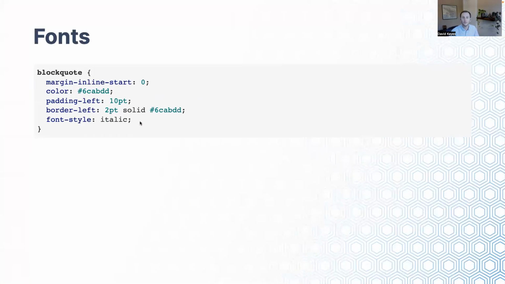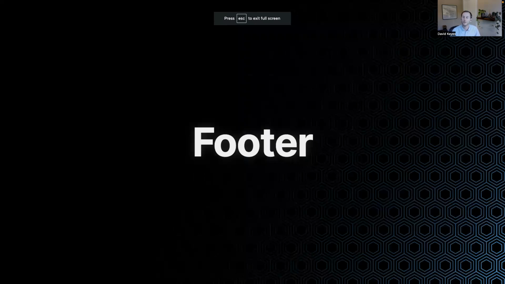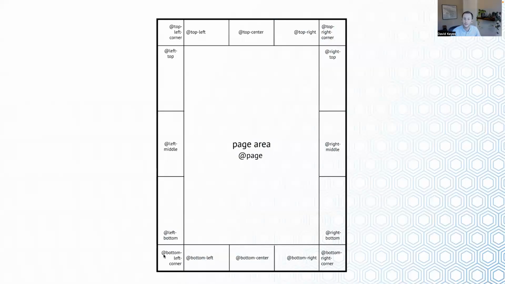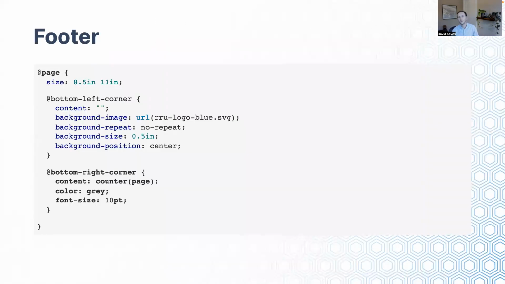All right, moving right along. Let's talk about the footer. You might want to add things like a page number, maybe a logo. And so this is going to get back to something specific to page.js. Remember that we had that bottom left corner, bottom right corner. I'm going to target those elements and add some content there. So what I'm doing, I'm adding on, I already had my page and I had that size 8.5 by 11. Now I'm saying in the bottom left corner, we're going to do this.